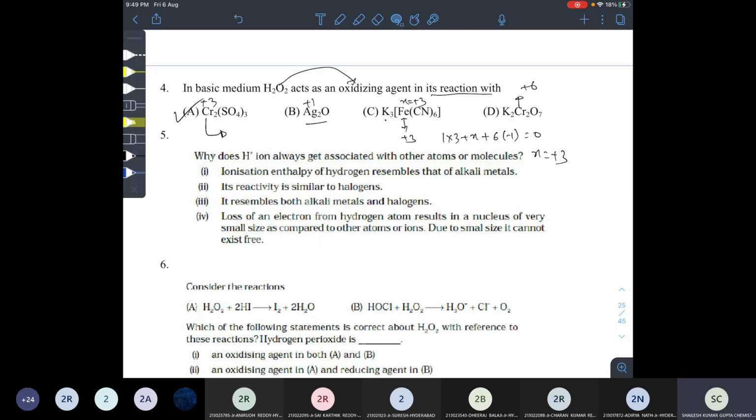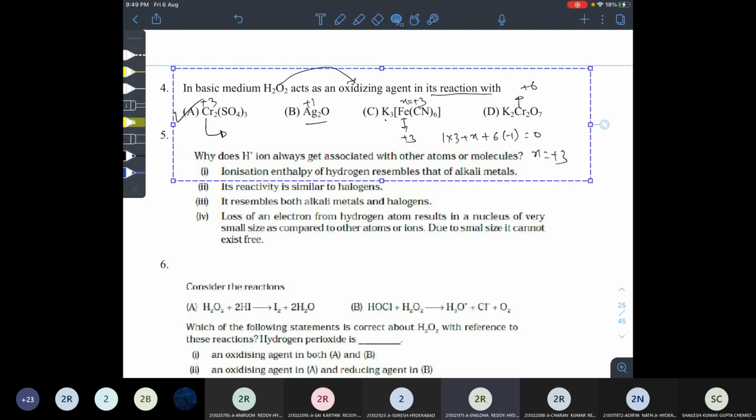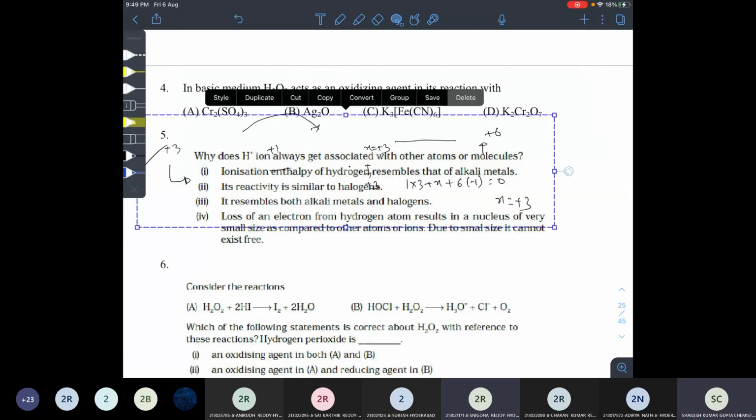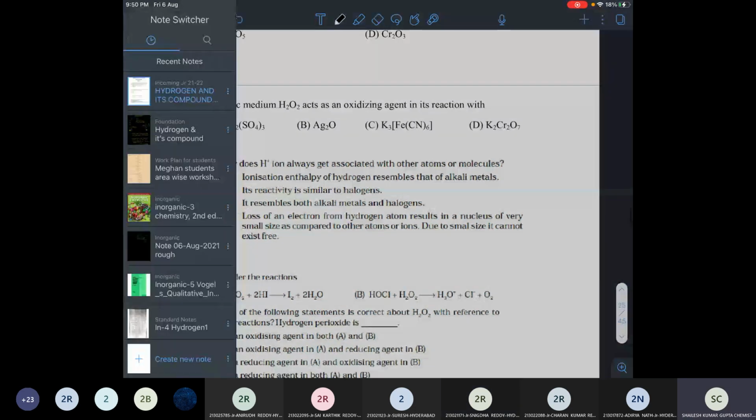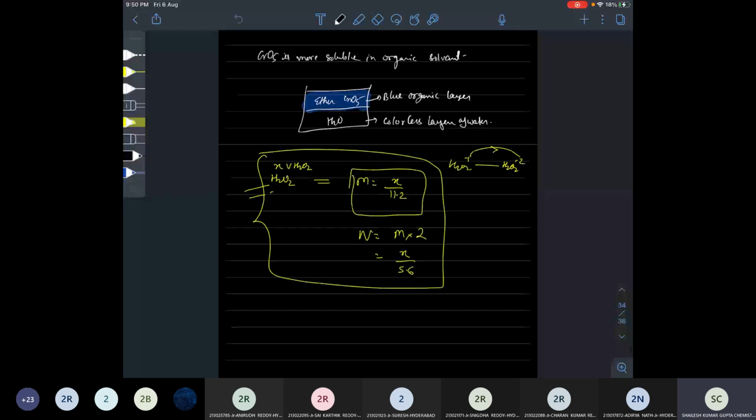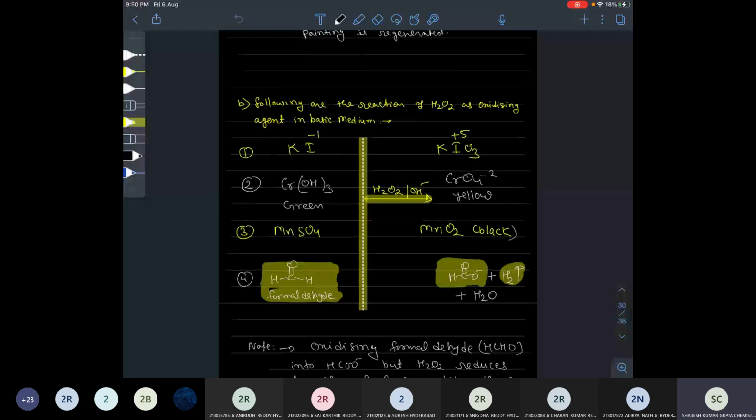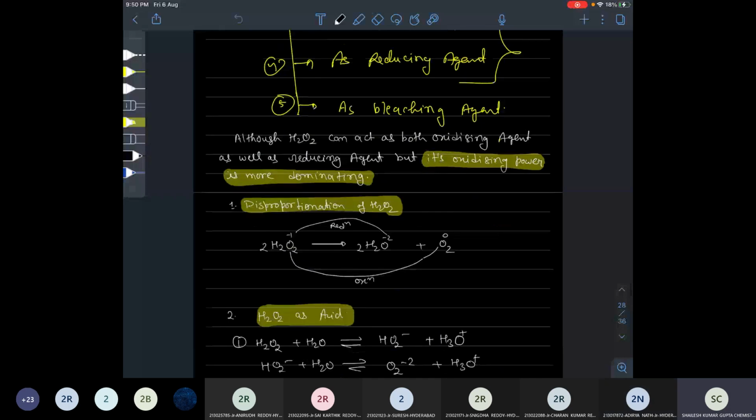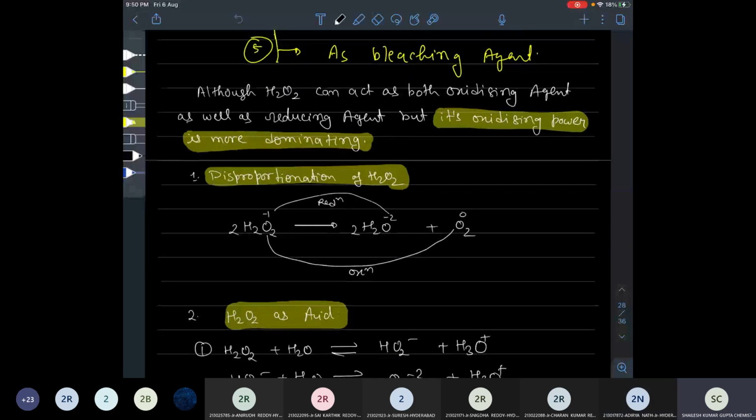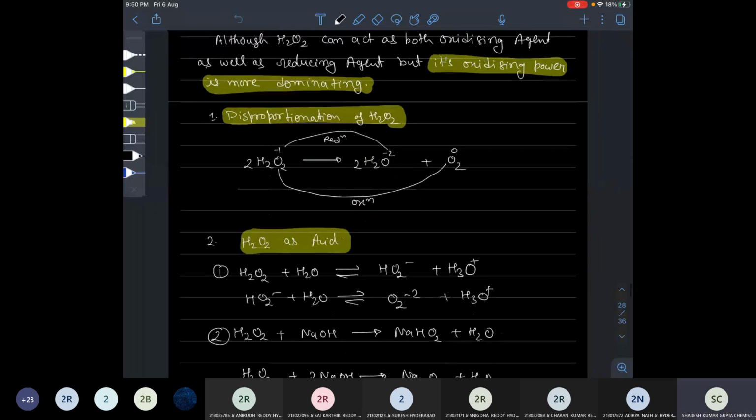Sir, but how to decide whether it is in basic medium or acidic medium? Basic, see, that was the only option for this. What I am telling you right now is the tactics of solving the problem. Otherwise, in the morning I told you, and I have prepared notes that I will share with you. You can go through these reactions. So here is the list of the reactions. I have completely described it, but I consumed a lot of time in discussion of the doubt. That's why I couldn't finish this and couldn't give you the notes.